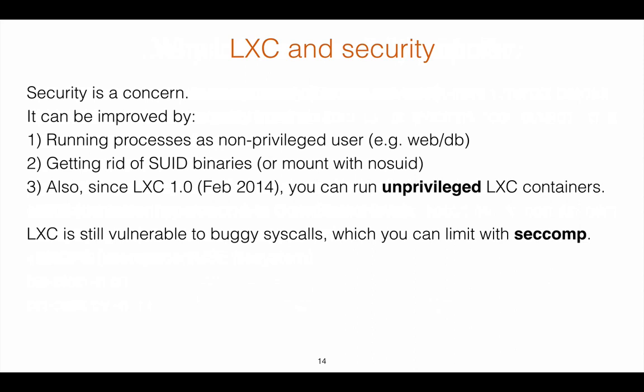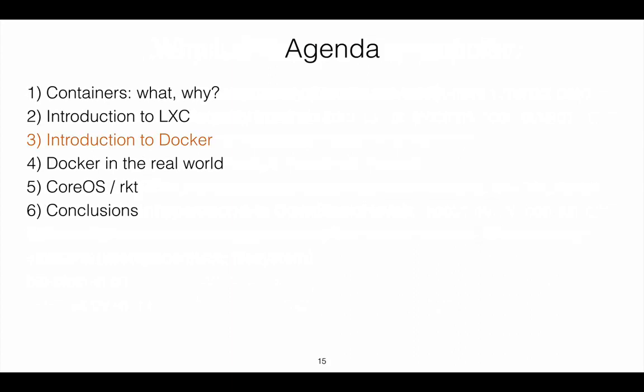It can be improved by running processes as a non-privileged user, or simply getting rid of SUID binaries or mounting with nosuid. And also, since LXC version 1.0, which was released in February 2014, you can run unprivileged LXC containers. So they don't have root privileges, and therefore they can't do much to damage the host system. However, LXC is still vulnerable to buggy system calls, which you can limit with seccomp, and that's a relatively complicated effort. Let's talk about Docker now.